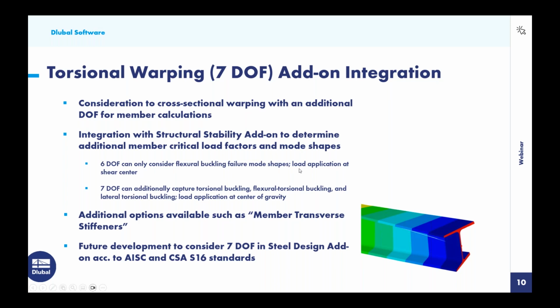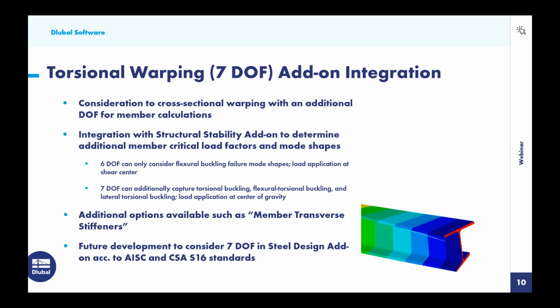I did want to put a quick note here that also with 6 degrees of freedom, the load application is always at the member shear center. So now when we enable that 7th degree of freedom, we can additionally capture the torsional, flexural torsional, and lateral torsional buckling behavior. And when we do enable that 7th degree of freedom, we get a load application at the center of gravity or the centroid of the member instead. What we will see in just a minute is that when we do enable this add-on, we do get additional options available to us, such as member transverse stiffeners to restrain the warping along the member length.